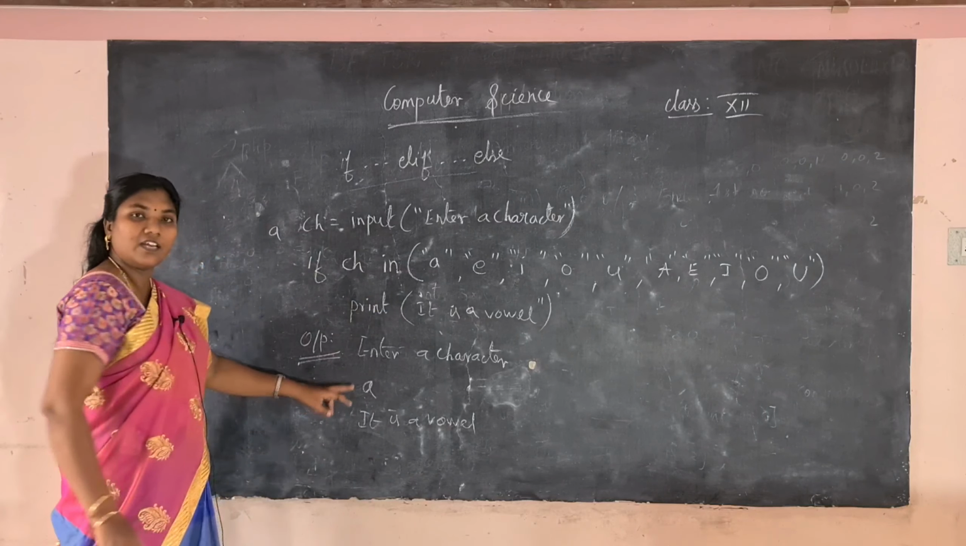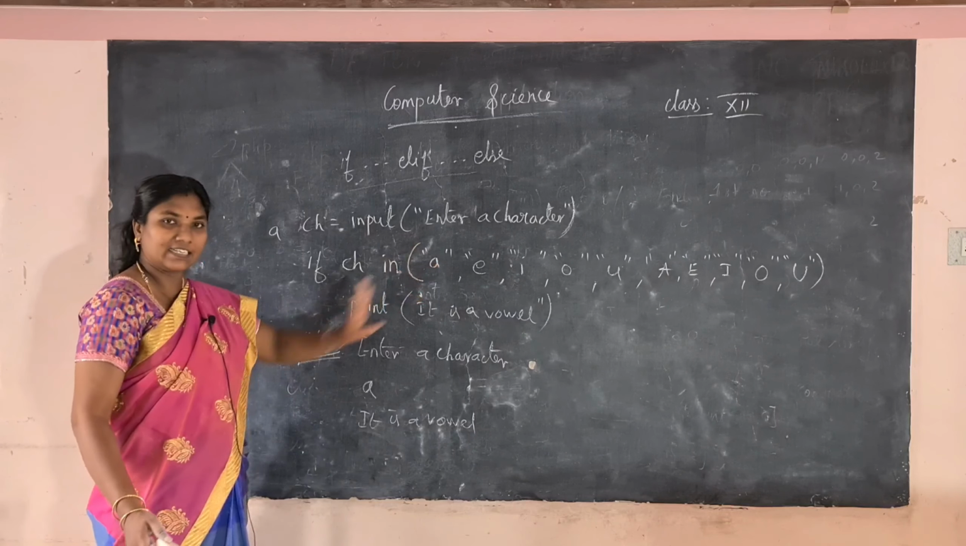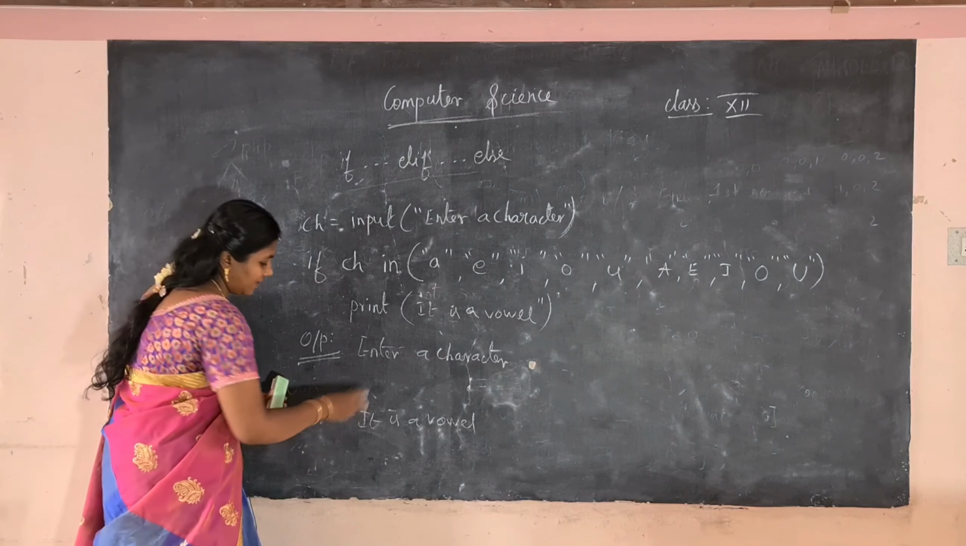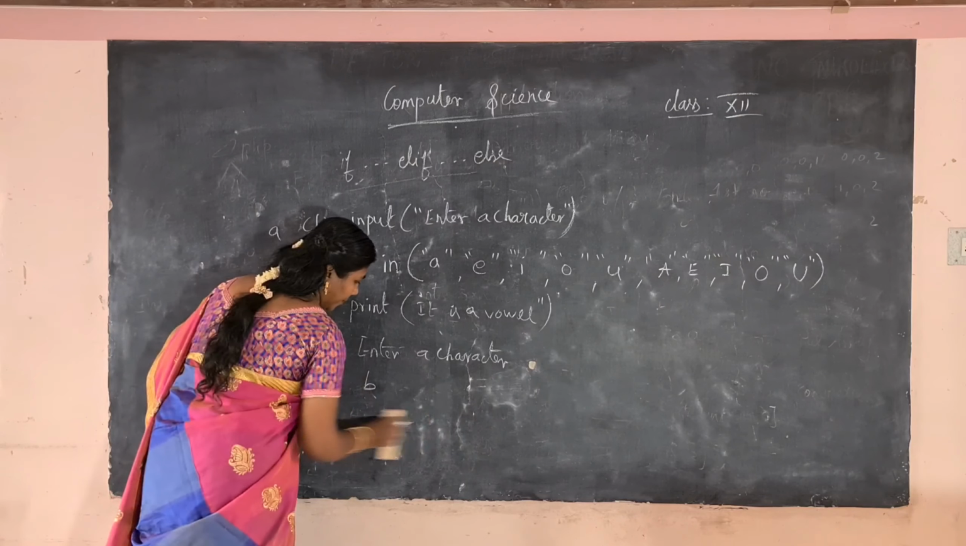The same thing if I am giving a character other than these. Suppose I am giving here B, then what will be my output?